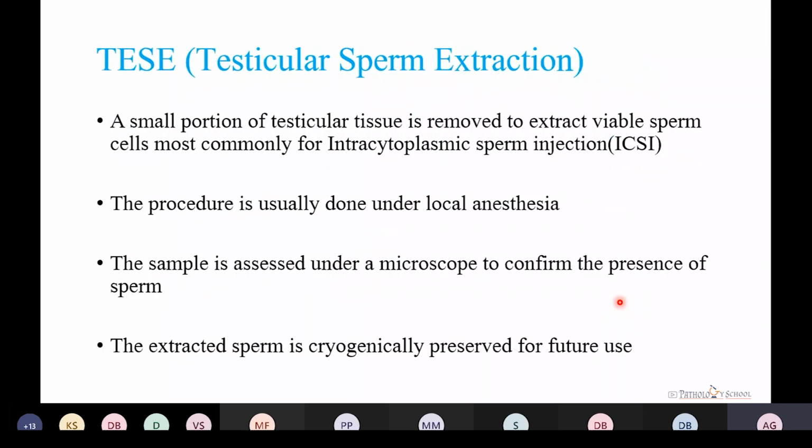In TESE, a small portion of testicular tissue is removed to extract viable sperm cells, most commonly for intracytoplasmic sperm injection. The procedure is usually done under local anesthesia. The sample is assessed under a microscope to confirm the presence of sperm, and the extracted sperm is then cryogenically preserved for future use.